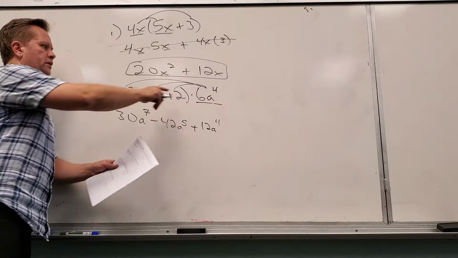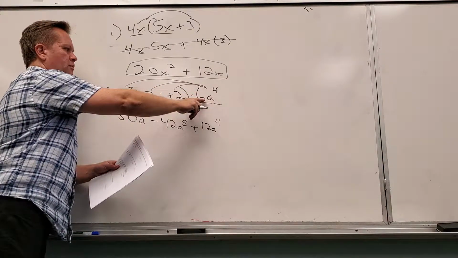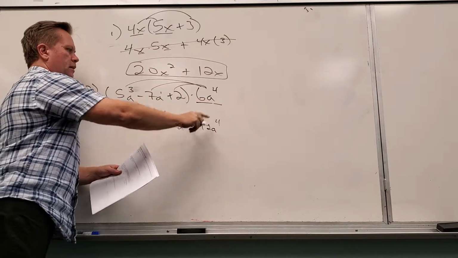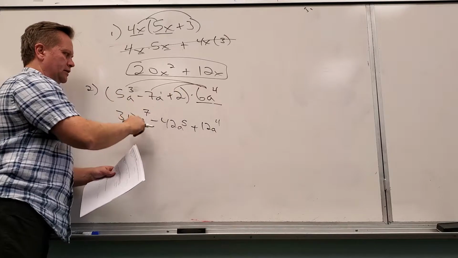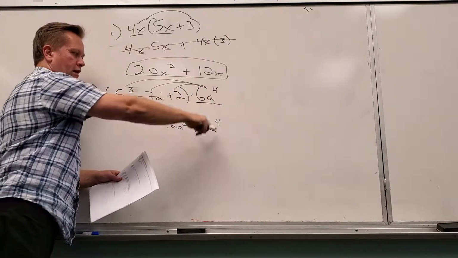Again, I've said this before, but part of this is that I'm going to take every number and multiply by 6. Bam, bam, bam. I'm going to take every a and give it 4 more. So it had 3, now it's got 7. It had 1, now it's got 5. It had none, now it's got 4 a's.